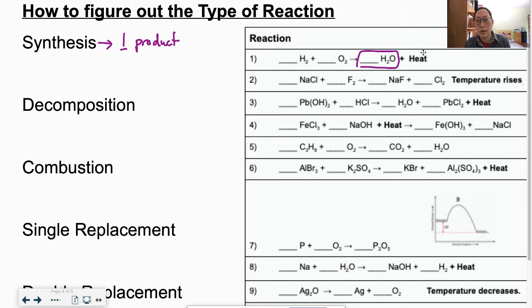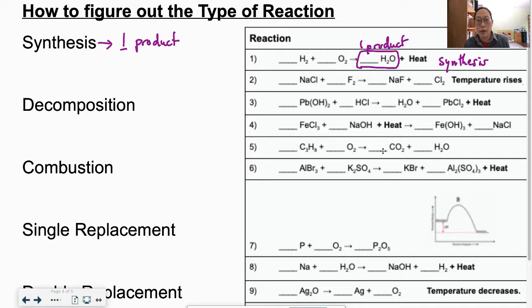Heat does not count as a product. Okay, heat is a form of energy. By product, I mean a chemical substance. So number 1 is a synthesis because we see one product.